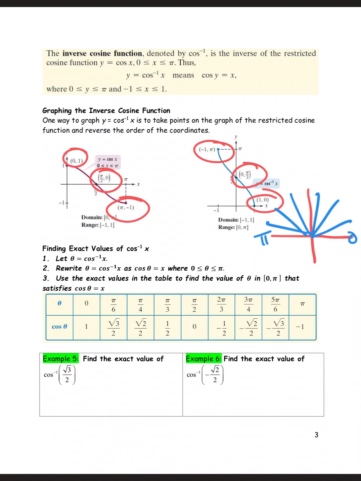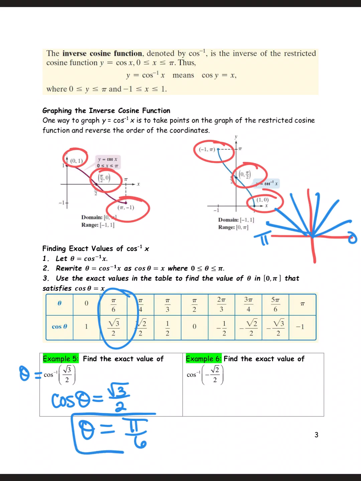And we're going to use the exact values in the table or the unit circle to satisfy that cosine of theta equals x. So on example 5, I want to find theta such that cosine inverse of x equals square root of 3 over 2. So we have cosine of theta equals square root of 3 over 2. Where does cosine of theta equal square root of 3 over 2? Well, that occurs at pi over 6. So theta is pi over 6. Okay, I don't have to use theta. I can use y. I can use anything to solve this.